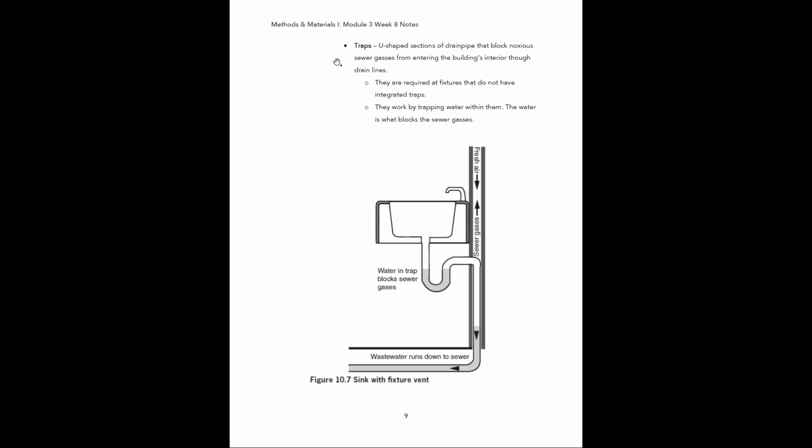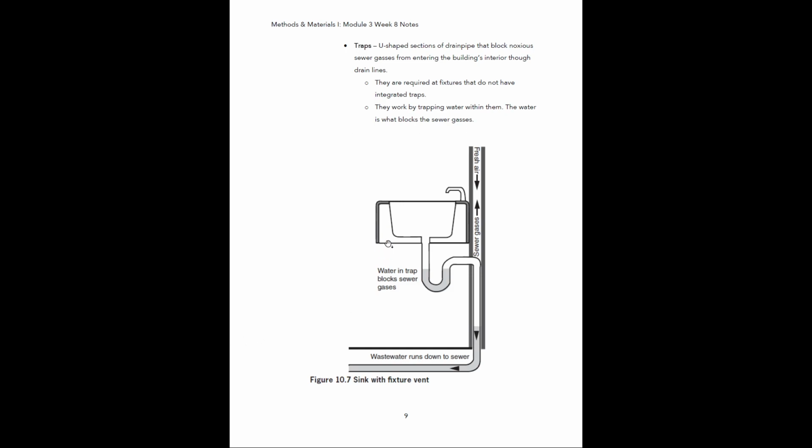All right, so traps. These are U-shaped sections of drain pipe that block noxious sewer gases from entering a building's interior through drain lines. These are required at fixtures that do not have integrated traps, and they work by trapping water within them. The water is what blocks the sewer gases.